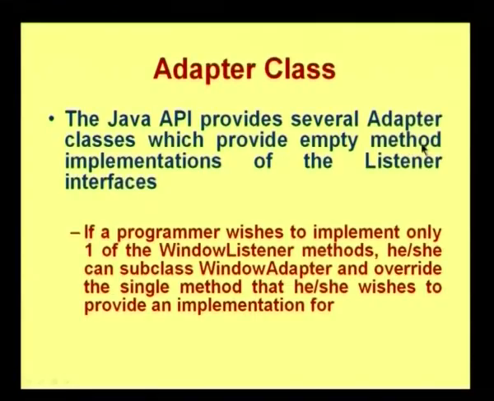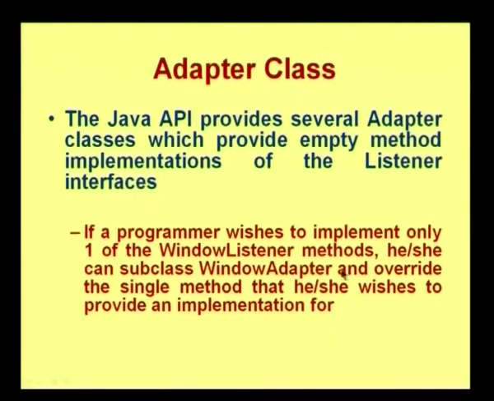So, how to make only one particular or few of the events to be invoked at a particular point of time or in a particular scenario? For that we have an option called adapter class. The Java API provides several adapter classes which provide empty method implementations of the listener interfaces. Here, this is a class which has implemented all the methods in the particular interface, and whatever method you need to write alone, you can just override it.